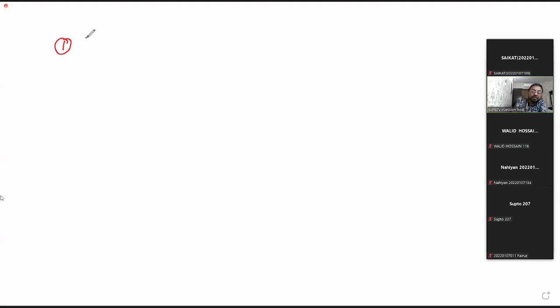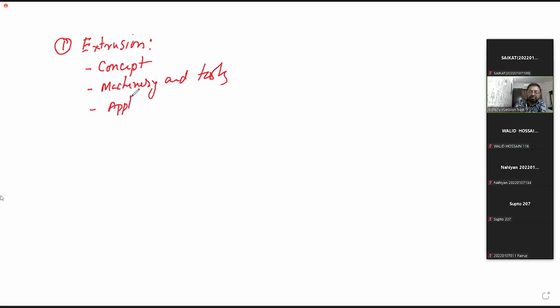processes. First, it is extrusion. We discussed the concept of extrusion. Then we discussed the machinery and tools used in extrusion. We discussed the application of this process. While studying the machinery and tools, we discussed the process setup.